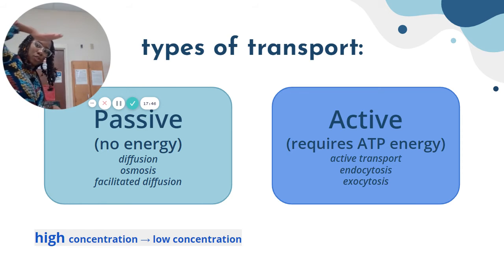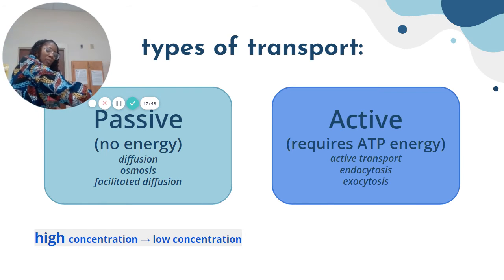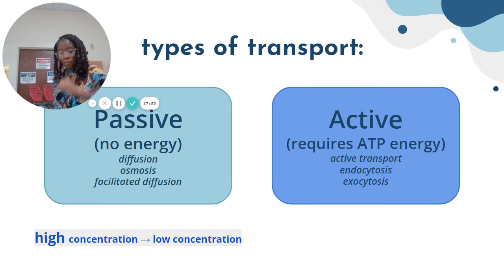From a high concentration, they can go down easily. It's passive. No energy is spent. But if they're trying to go the opposite way from a low concentration and force into a high concentration, that's going to require energy in the form of ATP.